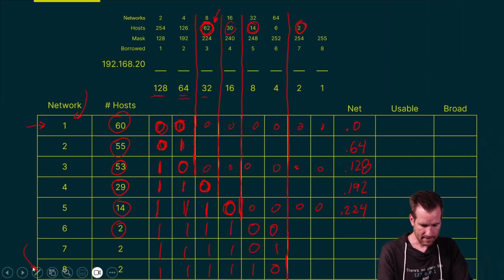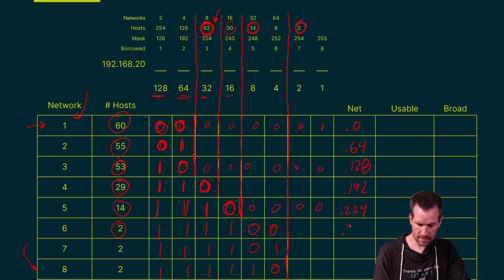All right, so what are these? 128 plus 64 plus 32 plus 16 is 240, so we'll write in 240 there. 240 plus 4 is 244, and 240 plus 8 is 248. All right, those are all my networks.